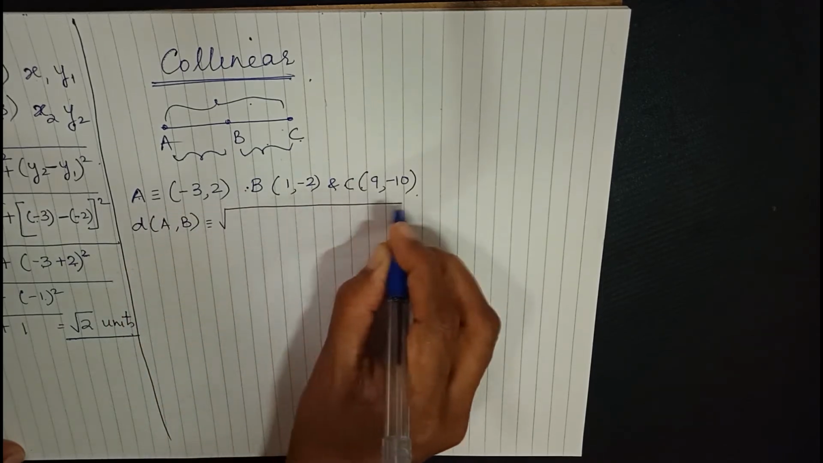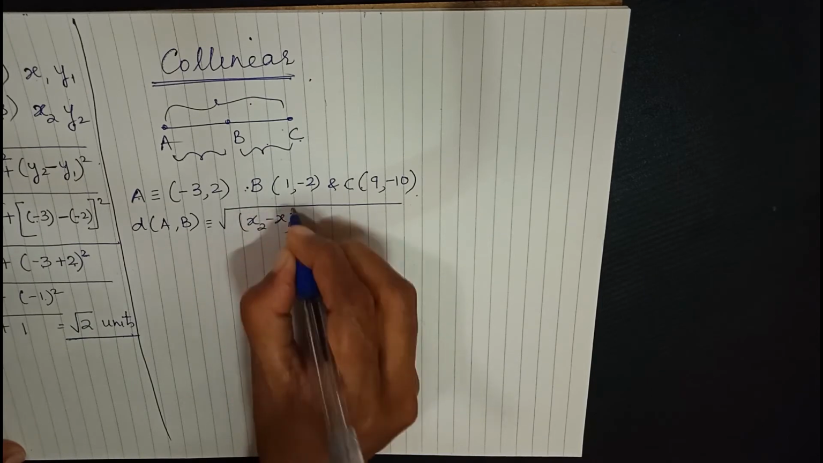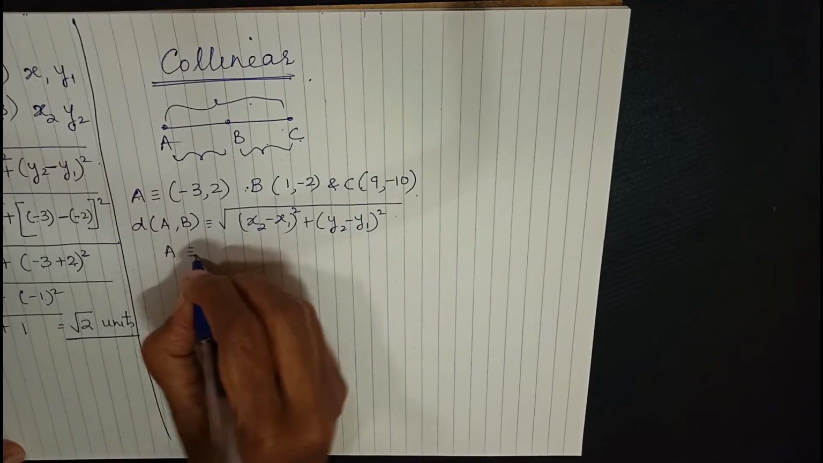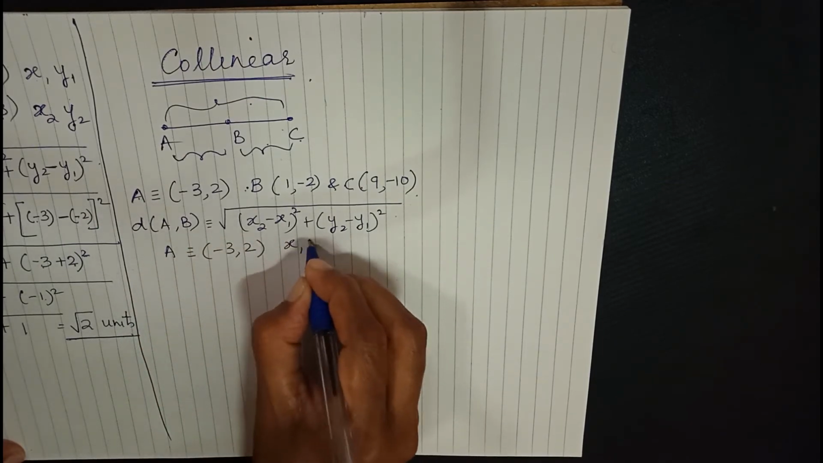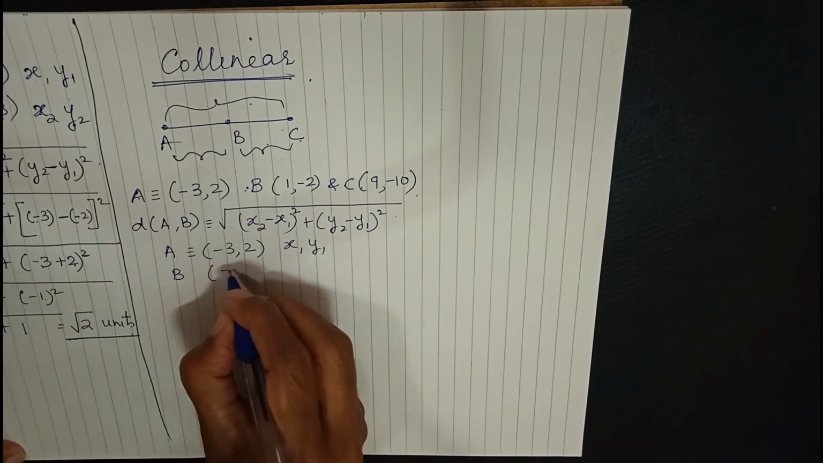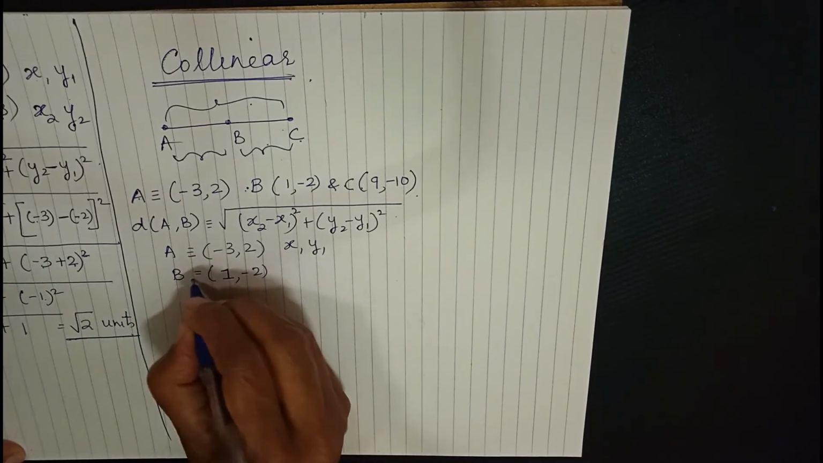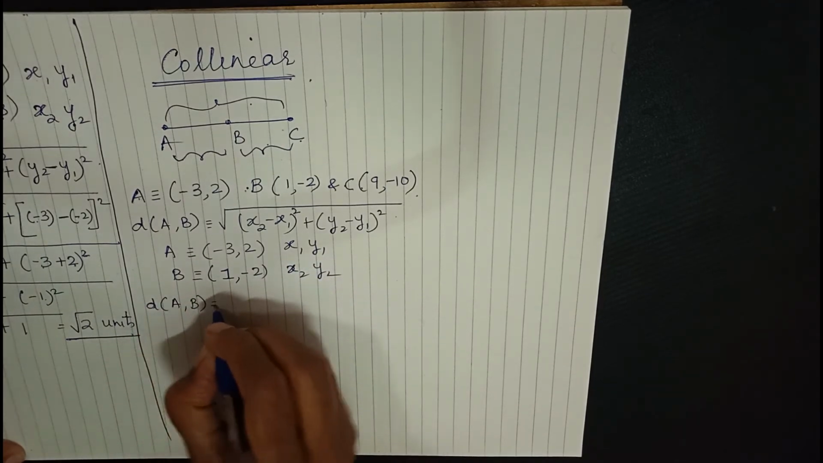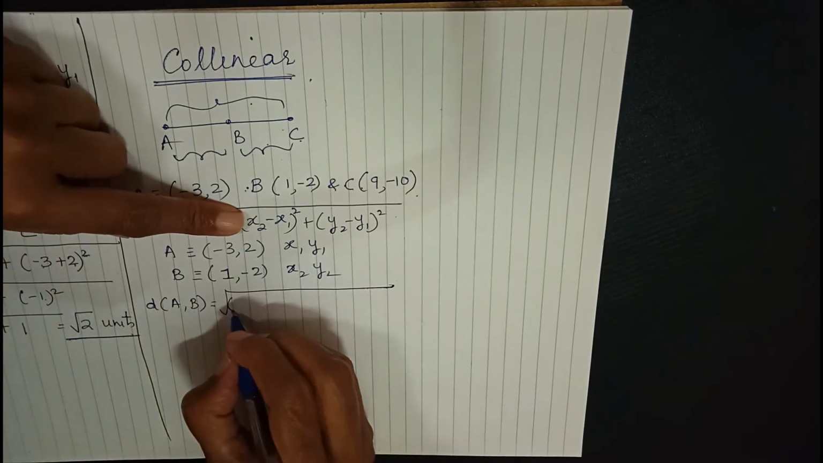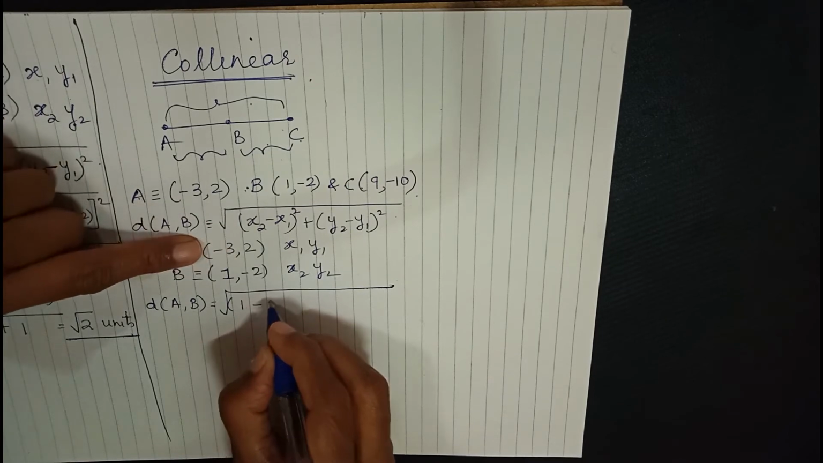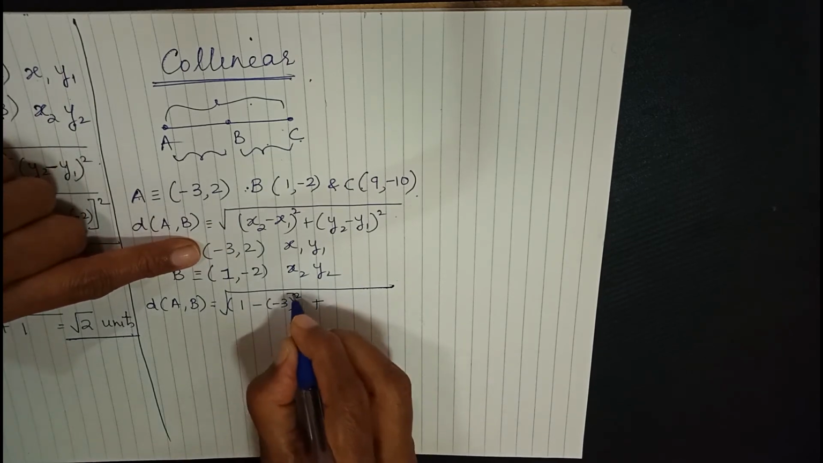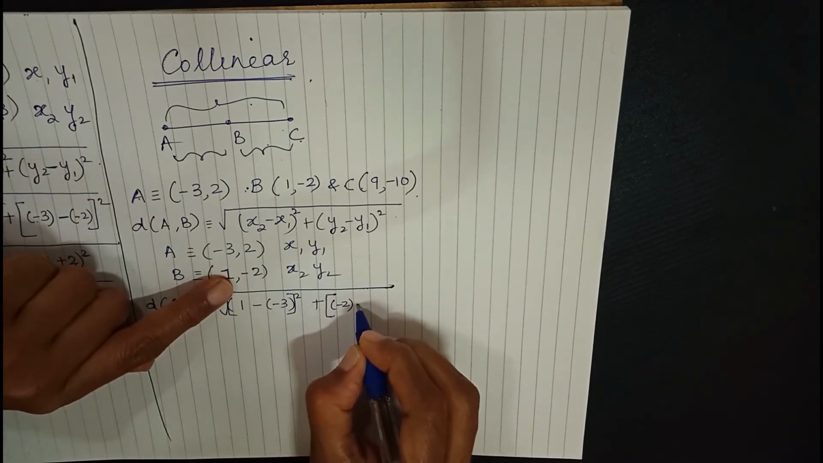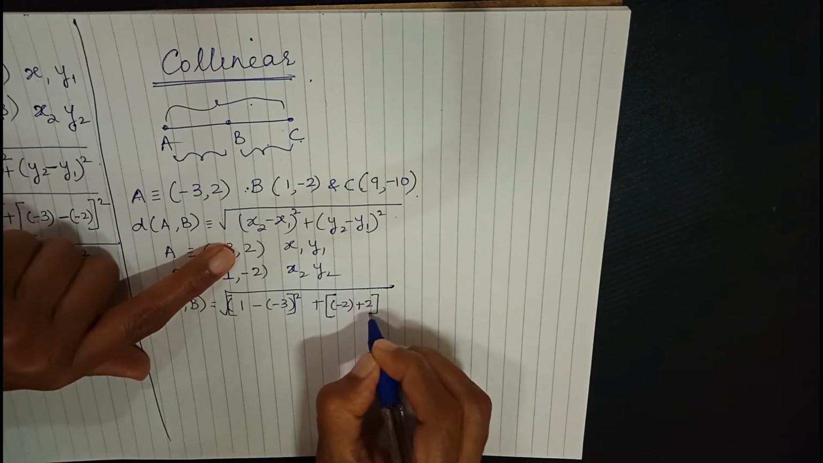So you know the formula that we have to use is square root of (x2 minus x1) the whole square plus (y2 minus y1) the whole square. Now A is (-3, 2), which I'm taking as x1, y1, and B is (1, -2), which I'm taking as x2, y2. So let's substitute it in the formula. x2 is 1 minus x1 is minus 3 the whole square, correct, plus y2 is minus 2 minus y1 is 2.